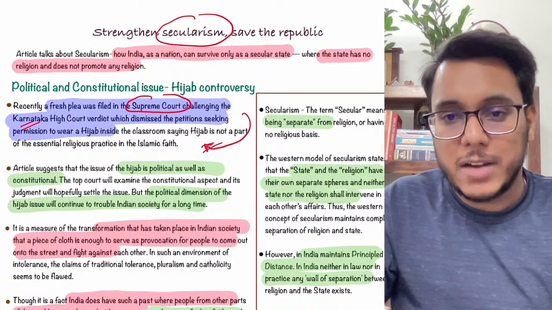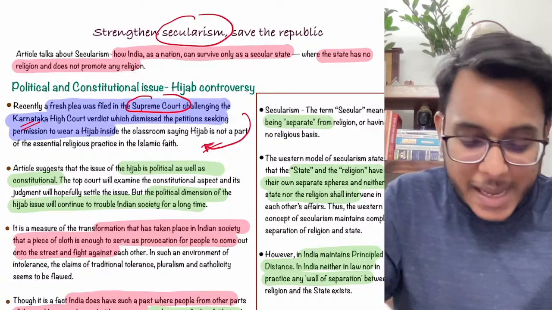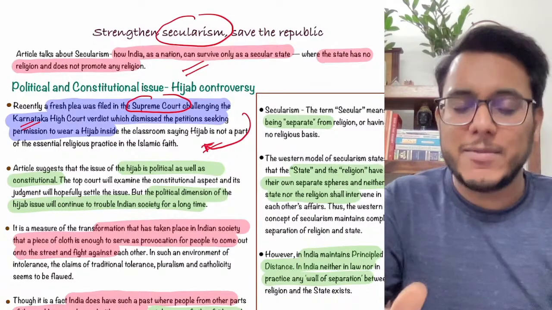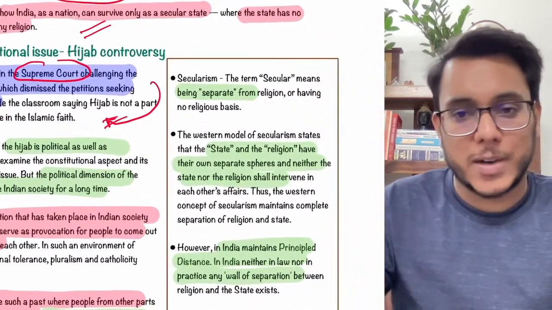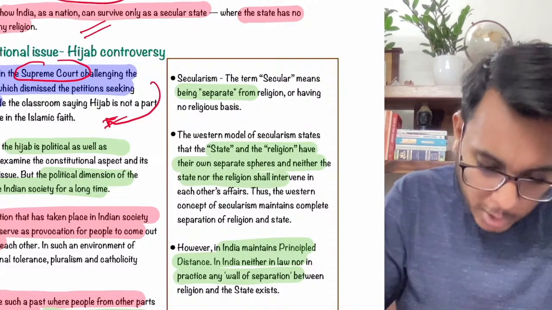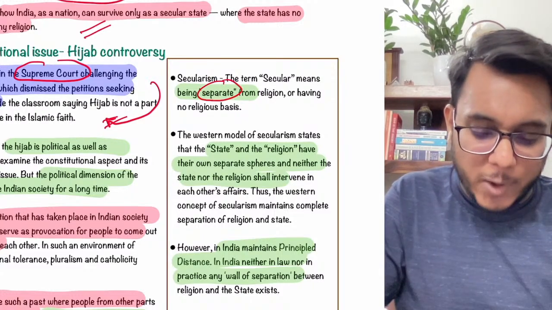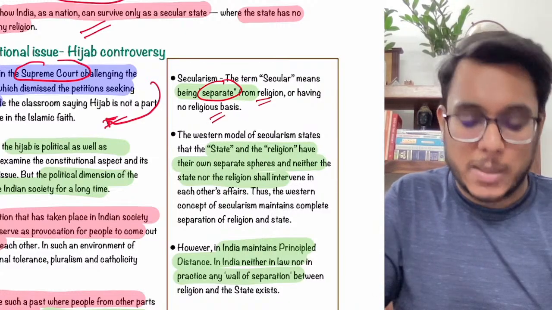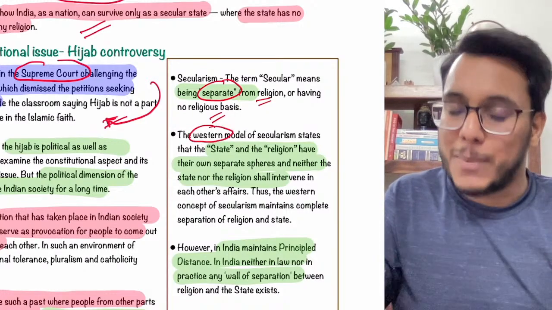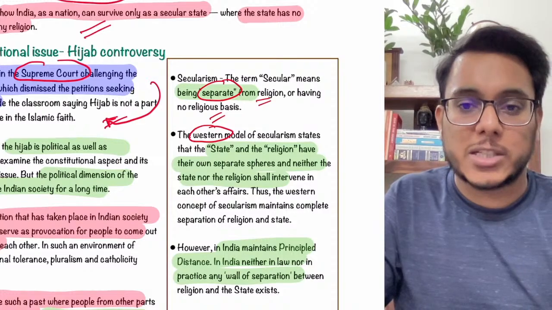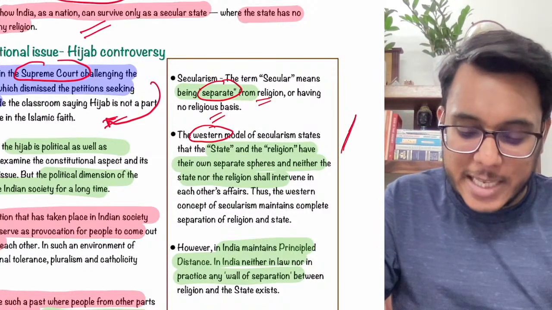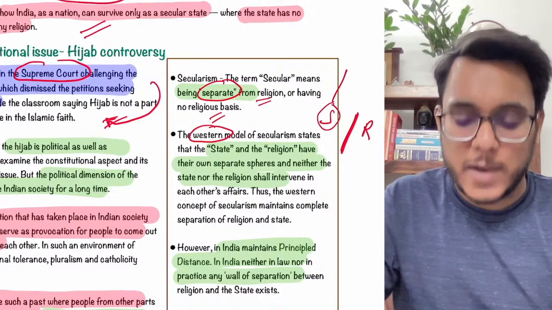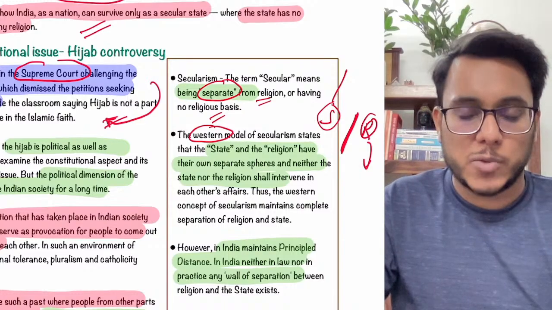Now it has been provided that when we talk about a country such as India, India can only survive if it can truly practice secularism. Now, when we talk about secularism, guys, what does this word secularism first of all mean? Secularism, or the word secular, means to be separate from religion or to have a non-religious basis. The idea of secularism has been imported from the West, but the Western model of secularism is different. The Western model provides that there will be a thick wall of separation between the state and religion.